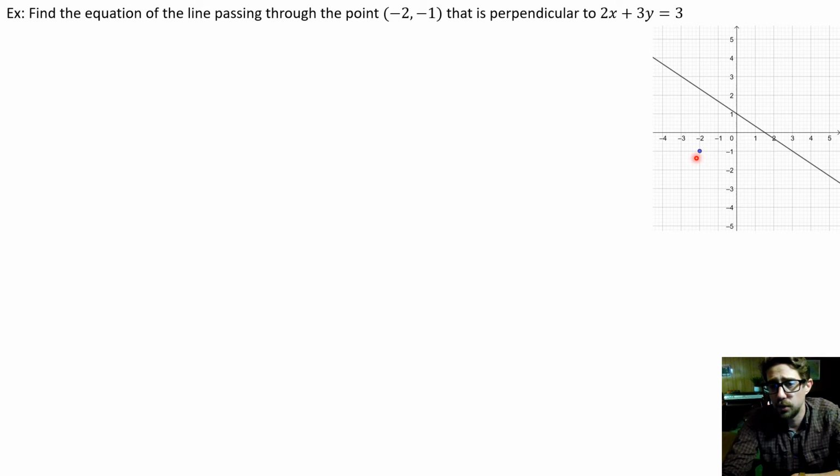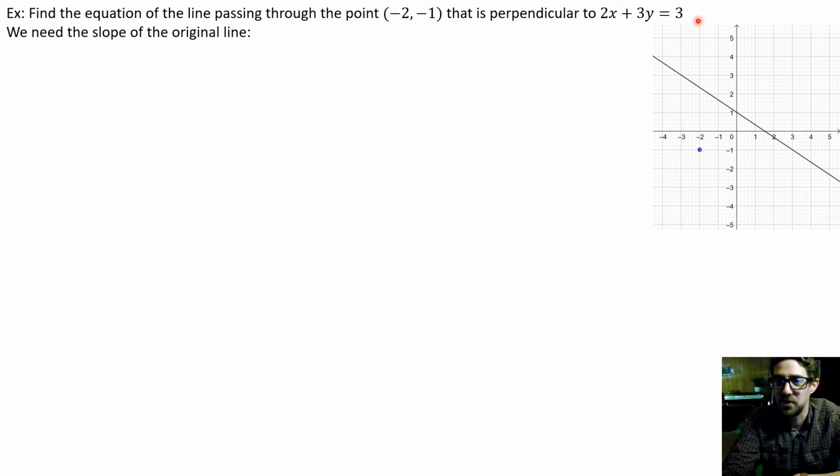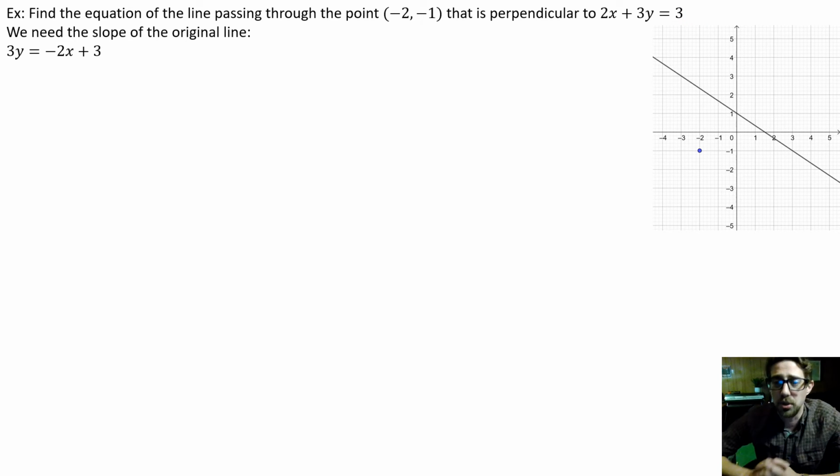That's the point -2, -1. So picture what you're trying to find before you find it. It looks like this, right? It goes through this point and it's perpendicular to this line. Okay, so here we go. So the first thing we want is the slope of the new line. I'm sorry, we need the slope of the old line, right? We don't have it in its current form. So we get it by putting it in slope-intercept form. You would have had to do that anyway.